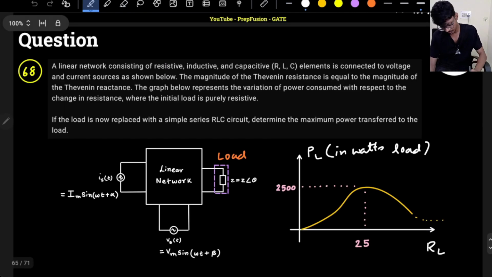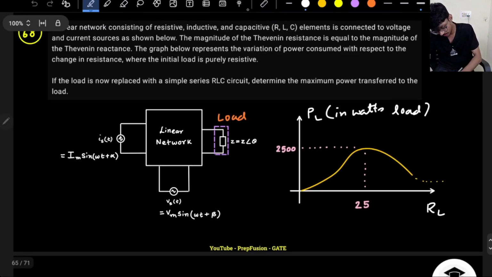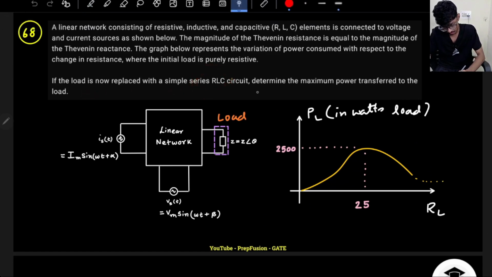Okay, so if the load is now replaced with a simple series RLC circuit, determine the maximum power transfer to the load. Currently the load is purely resistive because I am varying only the resistance. The graph below represents the power consumed with respect to change in resistance, where the initial load is purely resistive. Initially I was getting maximum power at RL equals 25.